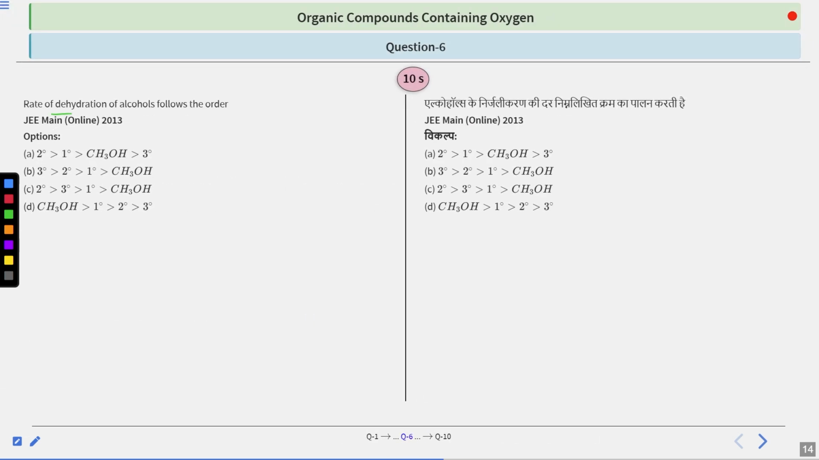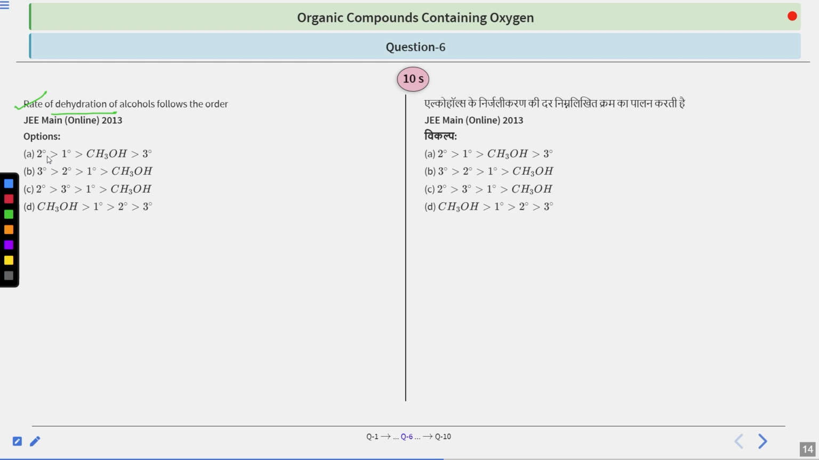The rate of dehydration of alcohols follows the order. When you do the dehydration of alcohols, dehydration means removing an H2O molecule, or group. So for the dehydration of alcohol, you have to tell the rate order. This question came in JEE Mains in the online mode in 2013.